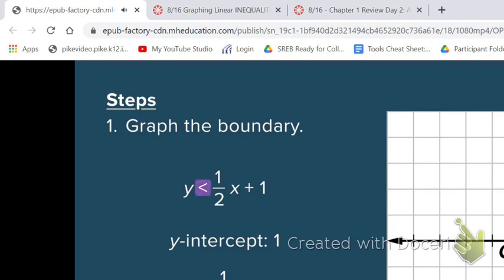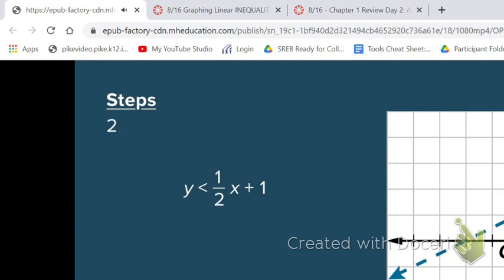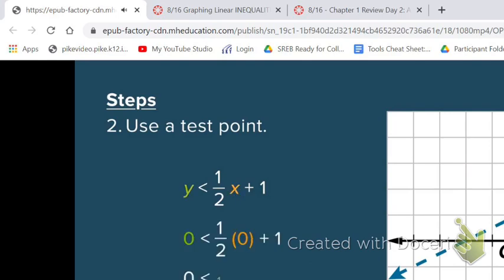Use a solid line for an inequality that includes a less than or equal to, or a greater than or equal to symbol. Use a dashed line for an inequality that includes a less than or a greater than symbol. Next, use a test point to determine which half plane should be shaded. Selecting 0, 0 as a test point often makes calculations easier.